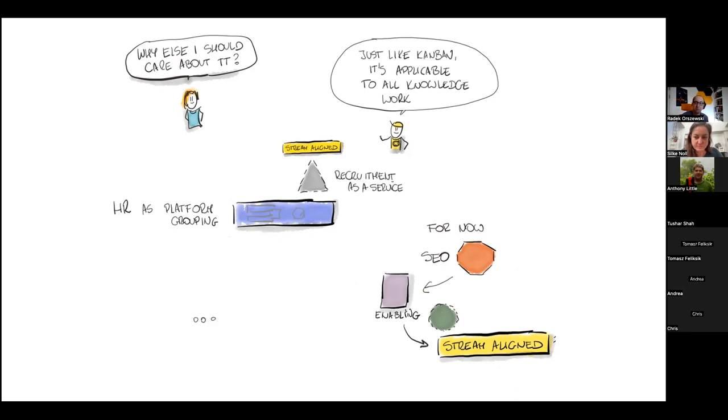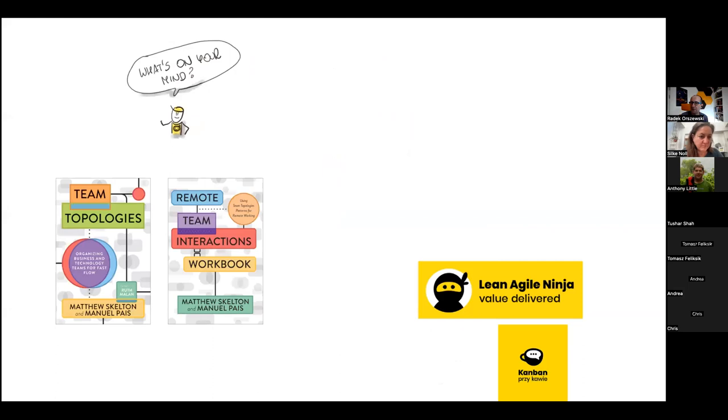So team topologies is very often having a kind of backdoor to many organizations through IT. But if you are looking for something which is also applicable to all type of knowledge work, I believe you may find interesting inspirations there. And that's it. So I'm open to your questions.